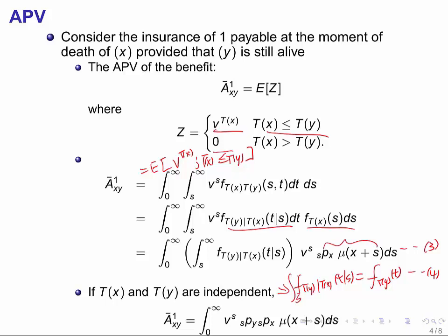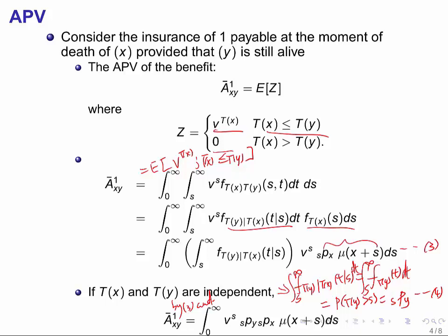So for the integration, it's the integration of the density function from s to infinity. That's just the survival function, the survival probability that capital T_Y is greater than little s, which equals the actuarial notation sp_y. Let's call this equation 4. Then by 3 and 4, we can see that the EPV of this benefit equals the integration from 0 to infinity of v^s times sp_y, the survival probability of Y, times sp_x, the survival probability of X, times the force. So this formula is derived from the above derivation.